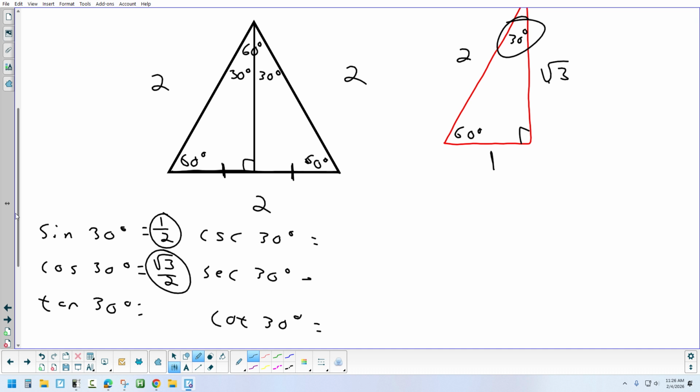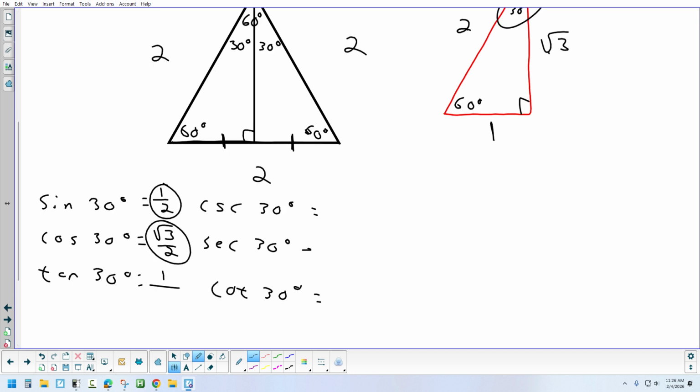Okay, tangent. What's my formula for tangent? Opposite over adjacent. Okay, so in this case, would it be 1 over the square root of 3? 1 over the square root of 3. And then when you fix it, it would be square root of 3 over 3. Okay, so we got the first 3.